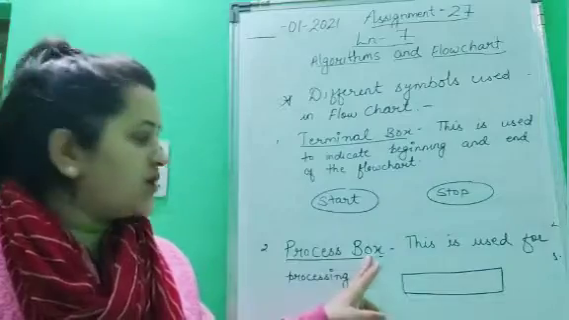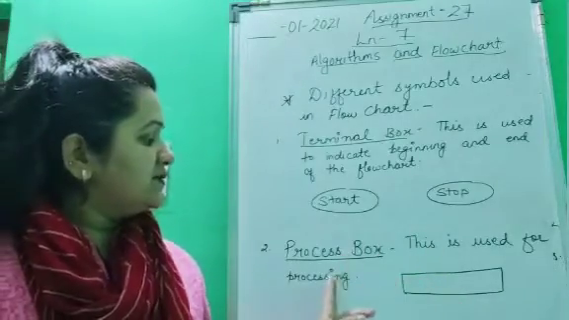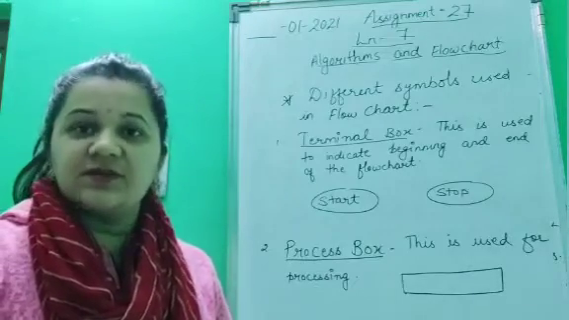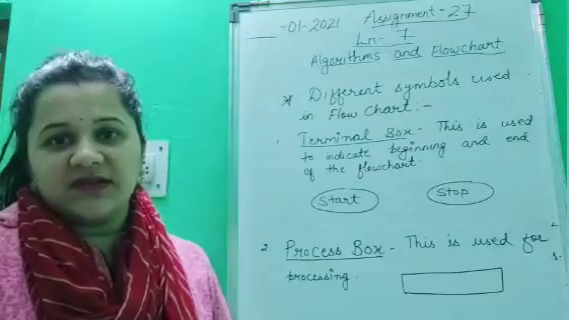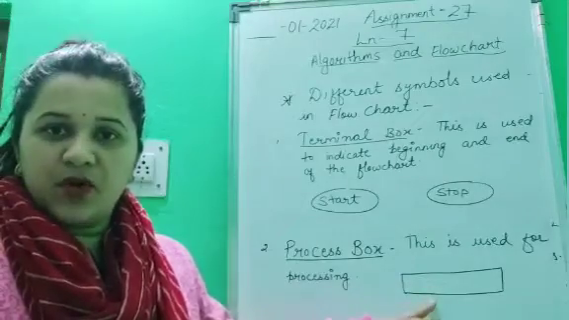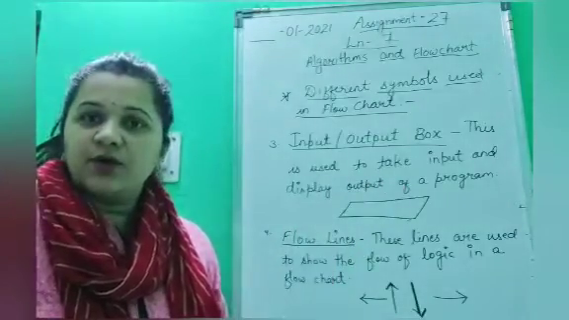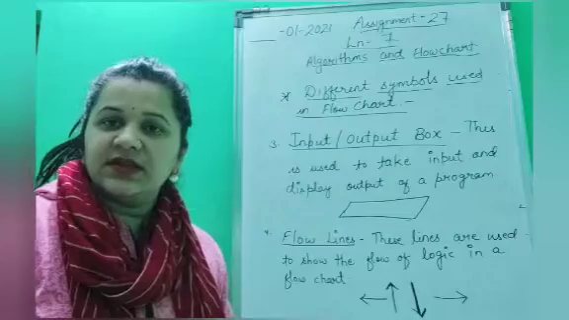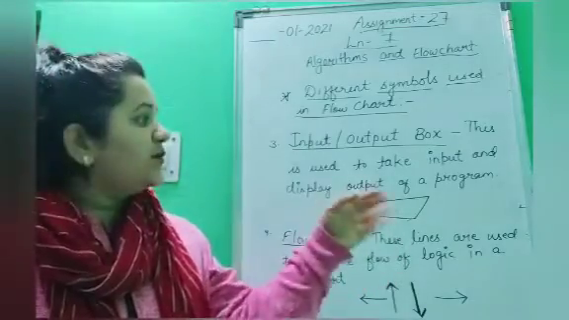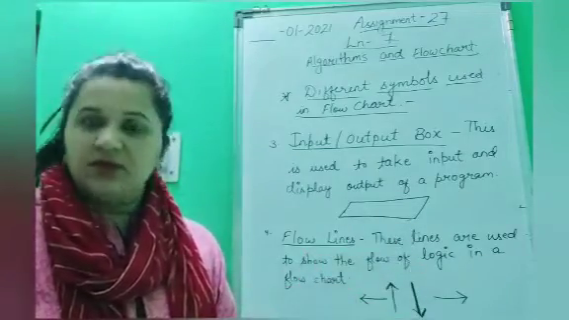So, this is the terminal box, and this box is in the shape of an oval. Next is the process box. This box is denoted with the help of a rectangular box, okay, and this is used for processing like assigning values or multiplication, addition, subtraction, or any processing that is to be done, that is done in the rectangular box, which is known as the process box. The next box is the input output box. This is used to take input and display output of a program. Whenever we want to take any data, or we want to display the result, then we use this input output box, and this box is represented with the help of a parallelogram, okay. This is the kind of a parallelogram, okay.